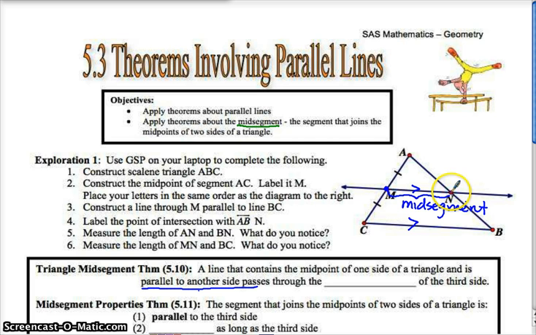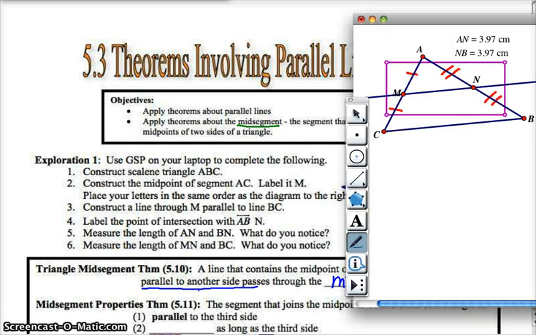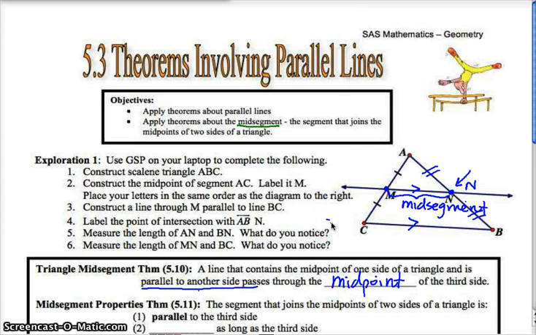Then it must pass through the what of the third side. So what do you think this point N was called? It is also a midpoint. If it divided that segment AB into two congruent segments, as you could see in the GSP, then that means that this N is also the midpoint of the third side. So your mid-segment goes through midpoints on two sides of a triangle, and it is parallel to the third side.